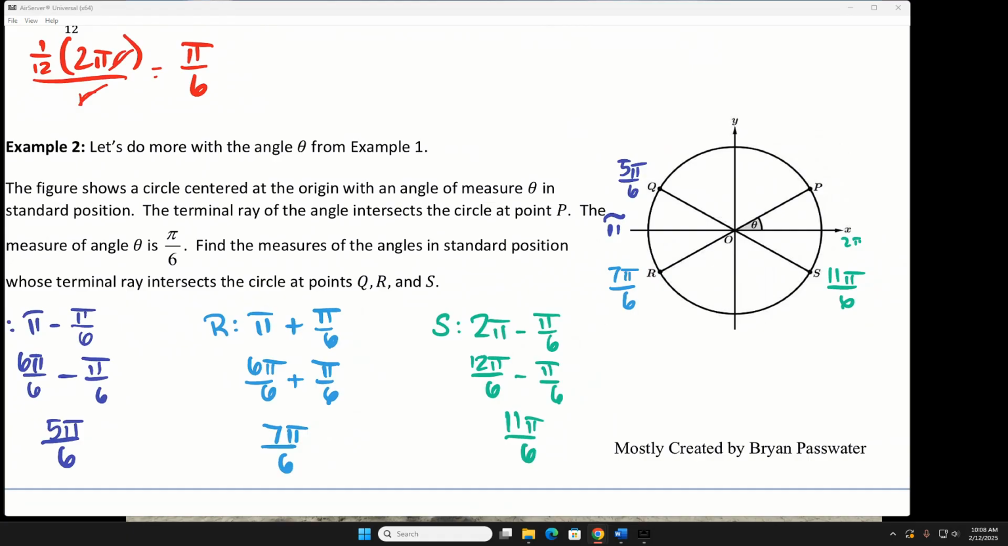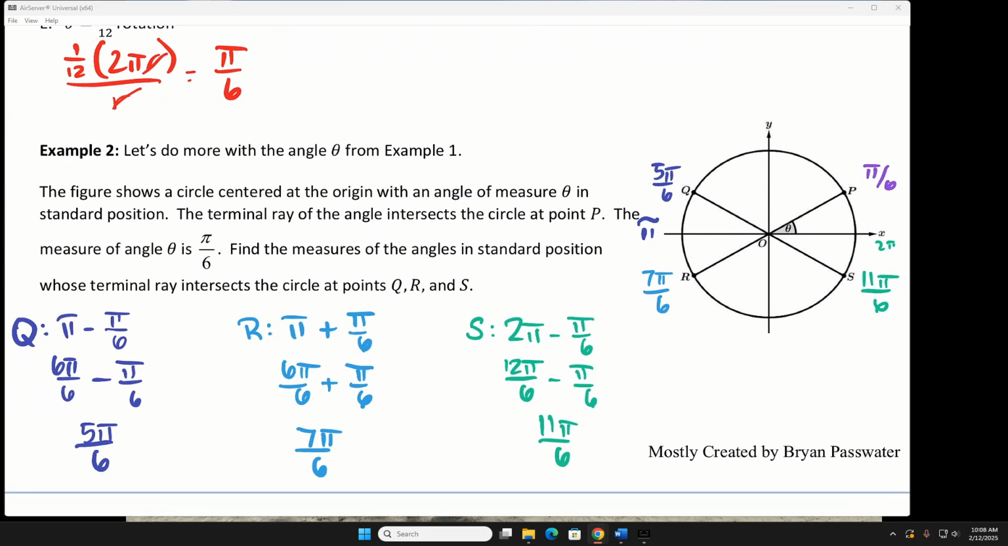All right, so those are the 3 special angles that are related to pi over 6. All right, there are 2 other special angles, and they're going to be pi over 4 angles and pi over 3 angles. And your first 2 problems to do on your assignment are to do these things for pi over 4 and for pi over 3.